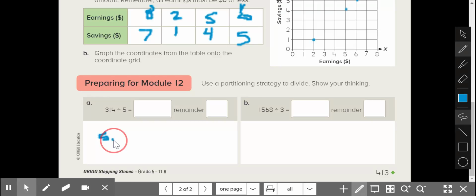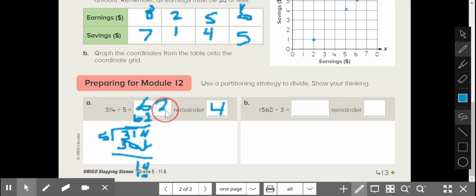Okay, so for this first one, I'm going to use the standard algorithm in each one of these cases. I'm going to take 5 into 314. 5 doesn't go into 3, but 5 does go into 31, just not a whole amount. 5 goes into 31 6 times. We have 5 times 6 equals 30. Subtract that away, we have 1, and we bring down this 4 to make 14. 5 goes into 14 2 full times. 5 times 2 is 10. And my remainder is going to be 4. So 62, remainder 4 for this first one.